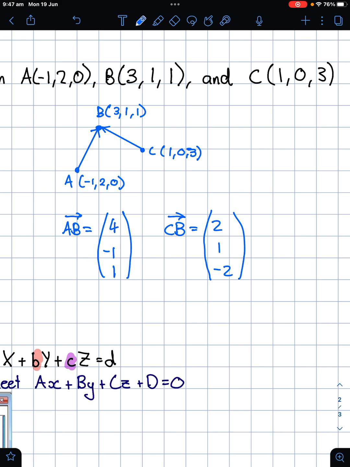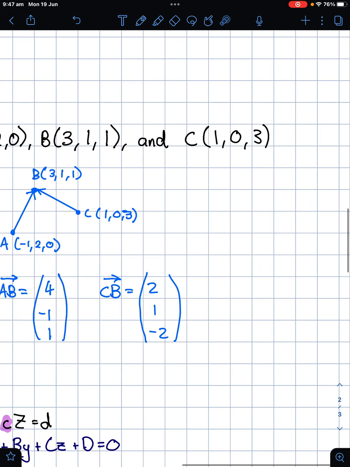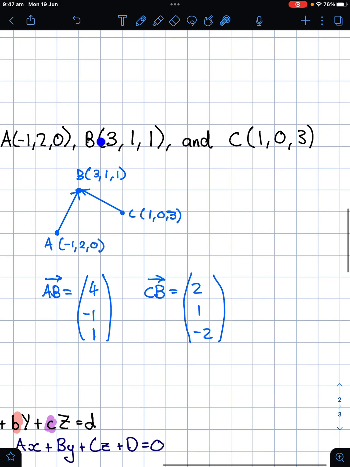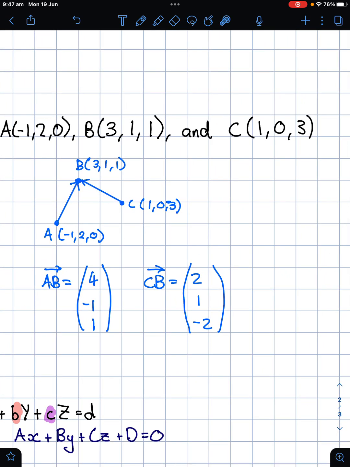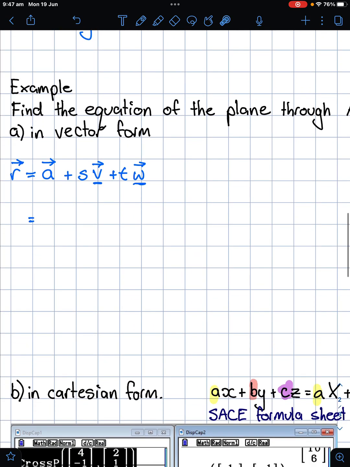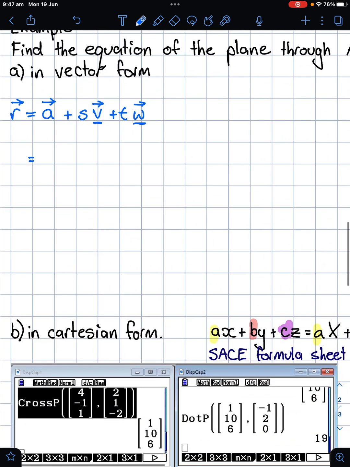In this particular example, because I'm matching the textbook, they've picked (1, 0, 3) as our fixed point. So you notice here they've picked C. It doesn't matter, you can pick any of these. Because of the way these vectors work, any of these points will give you a correct answer, though the equations will look different.